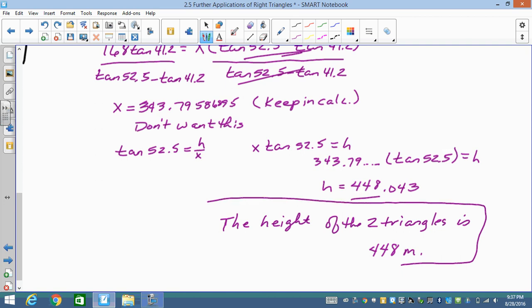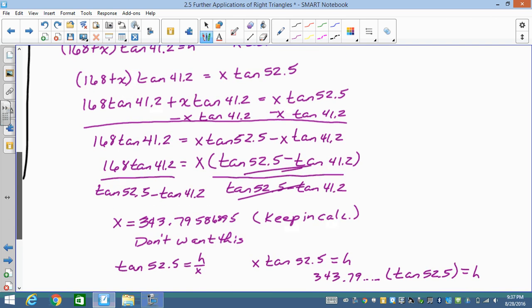Now, I can point out that we could have gone straight from way back here and solved in terms of h, and just found h. It may have been a little bit quicker, but you would have dealt with fractions throughout almost the entire problem.